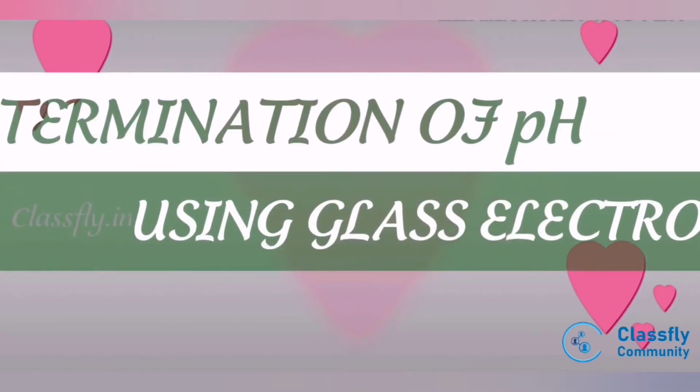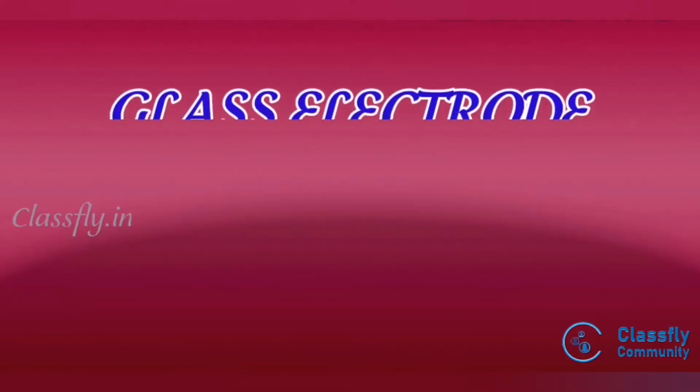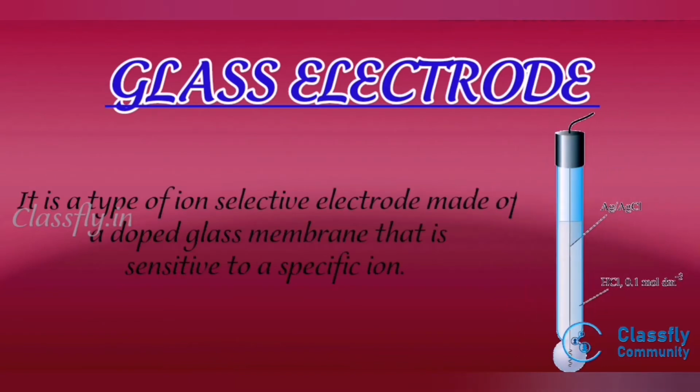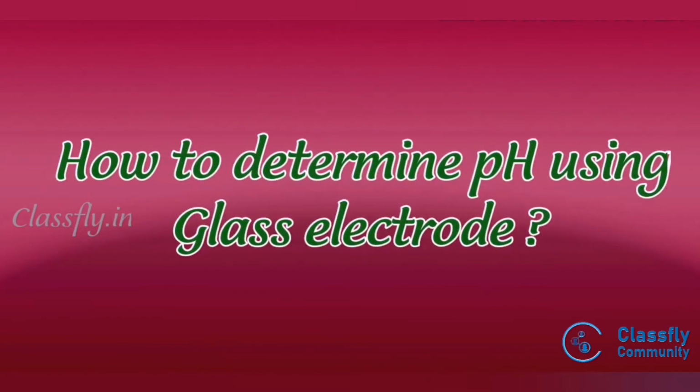Determination of pH using glass electrode. What is a glass electrode? It is a type of ion selective electrode made up of a doped glass membrane that is sensitive to a specific ion. Next, move on to how to determine the pH using a glass electrode.